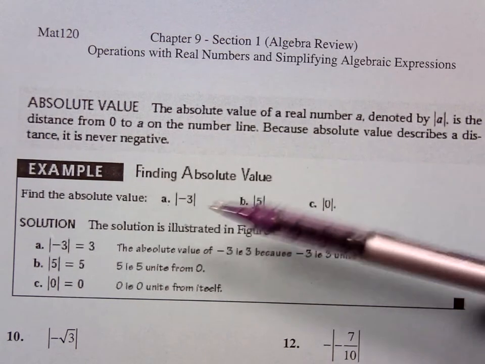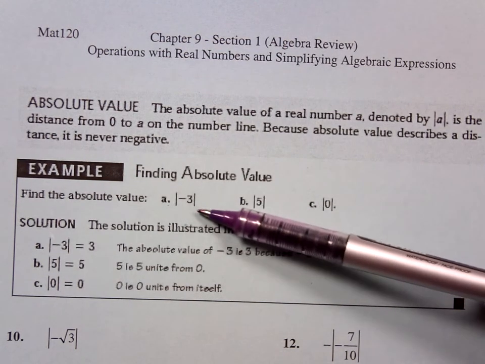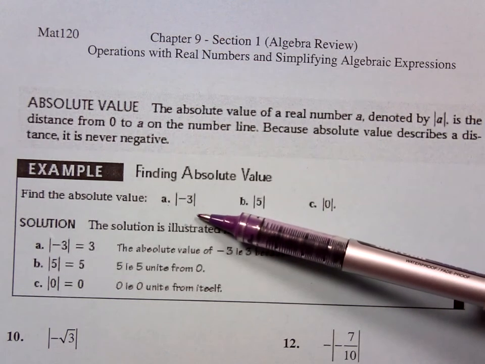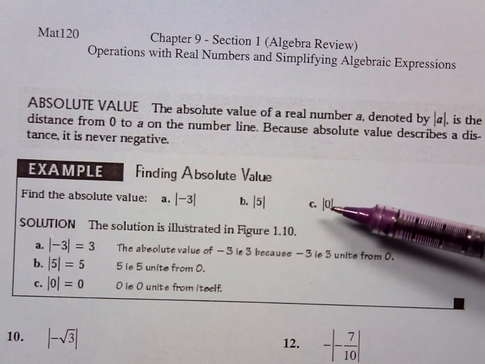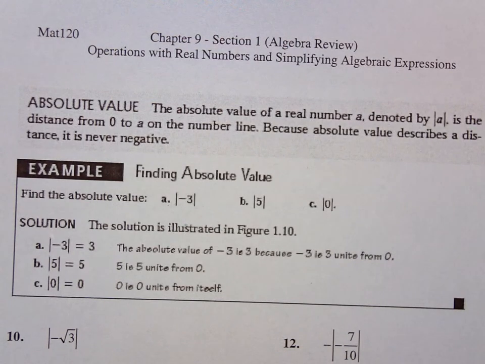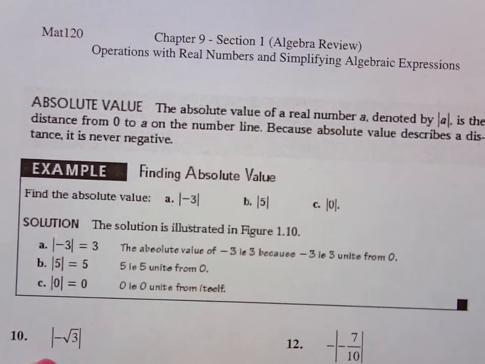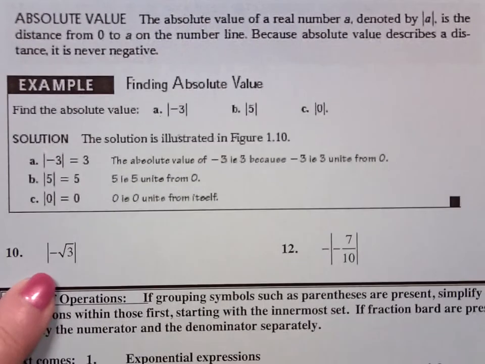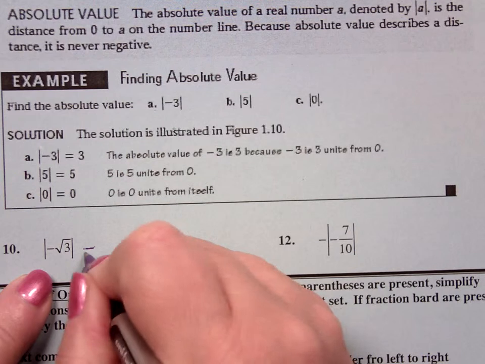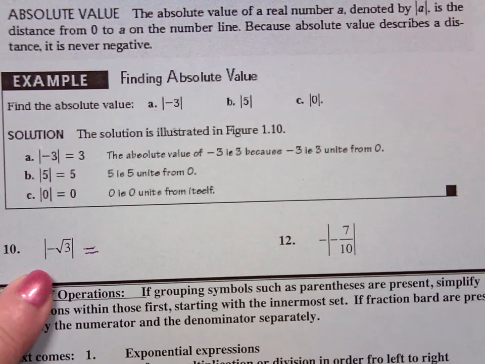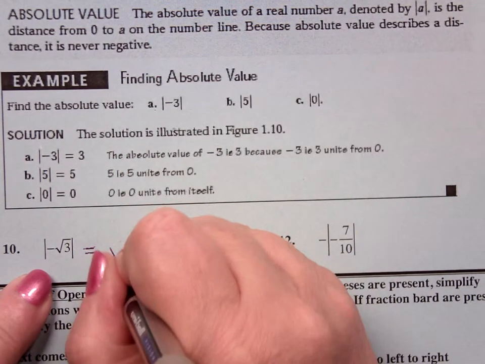So if I were looking at the distance with -3, I'd take the absolute value of it, which would make it +3. And of course the absolute value of +5 is +5. Absolute value of 0 is 0. So if I were to take the absolute value of the opposite of the square root of 3, what would that be equal to? Just plain the square root of 3.